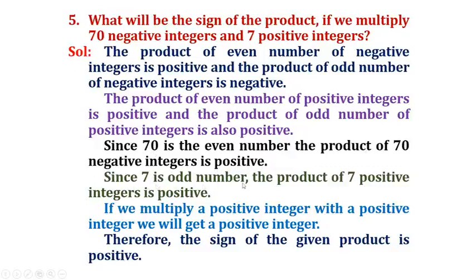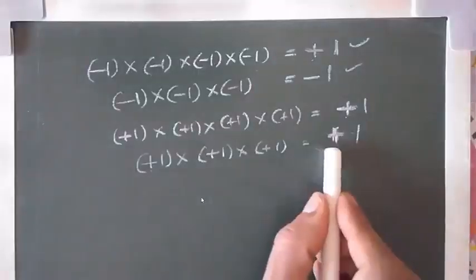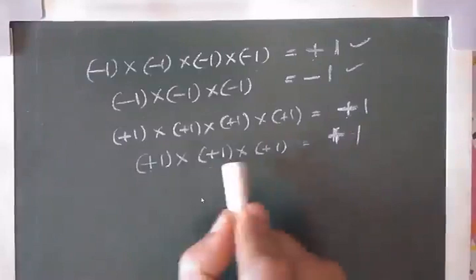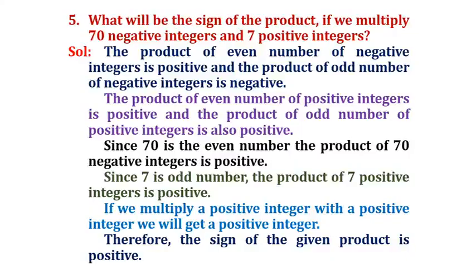Since 7 is an odd number, the product of 7 positive integers is positive. If you multiply an odd number of pluses, you will get plus only. That's why, with 7 ones multiplied 7 times, you will get plus 1 only. So since 7 is an odd number, the product of 7 positive integers is positive.